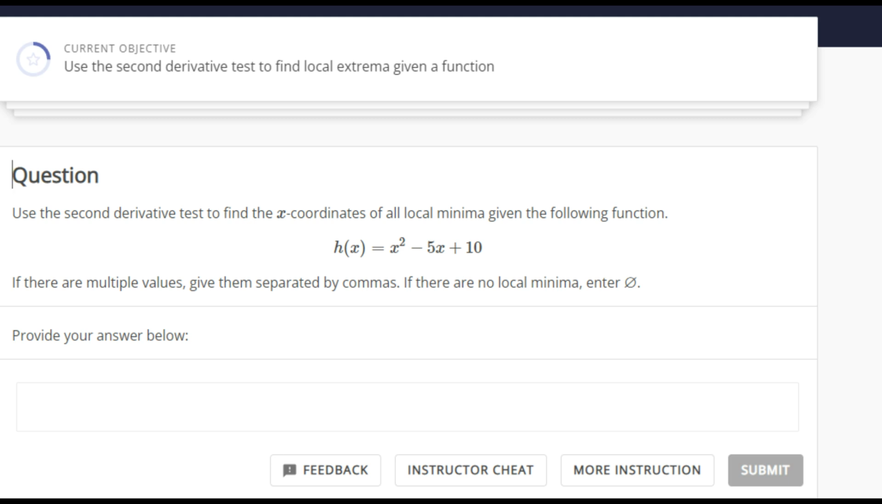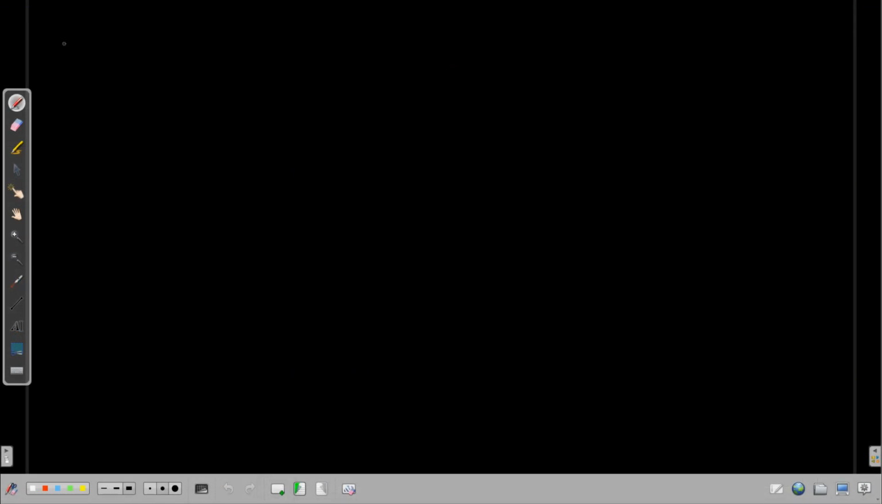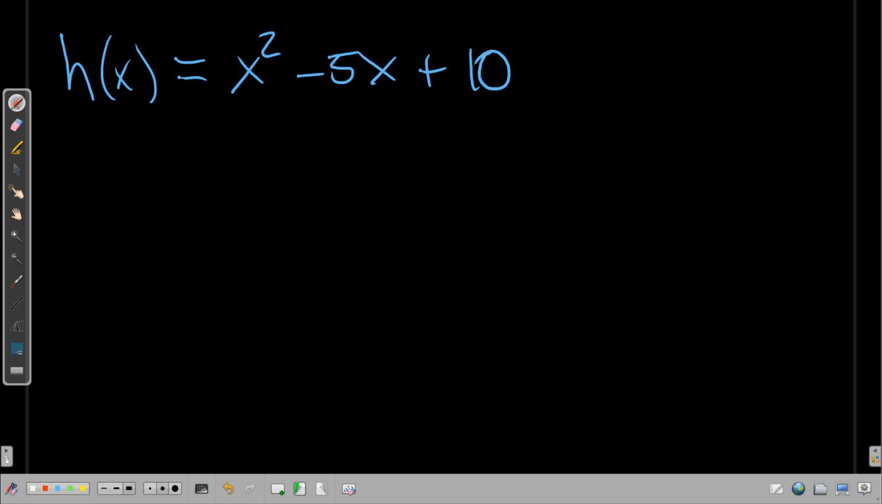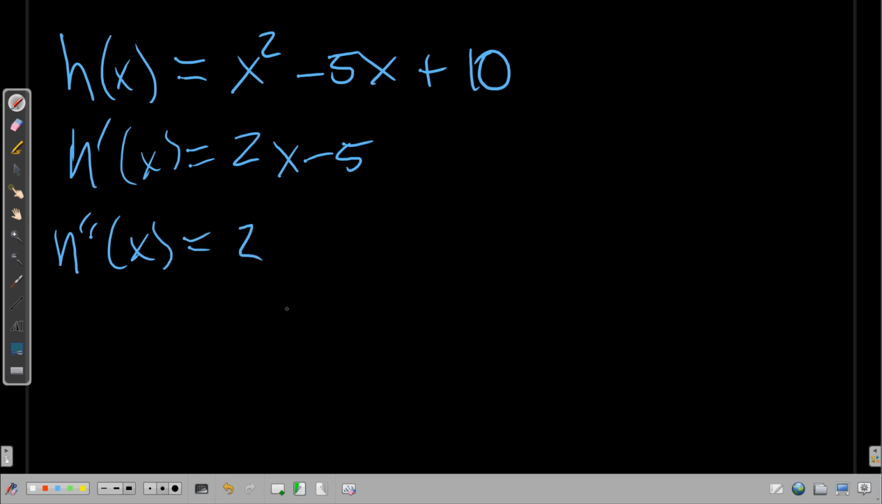Find all local minima of the following function. Okay, well that was a quadratic function. So it looks like this. Now the second derivative here is going to be a constant. In fact, it's just going to be the number 2, because h prime would be 2x minus 5, and h double prime would just be the number 2. So it's concave up everywhere.